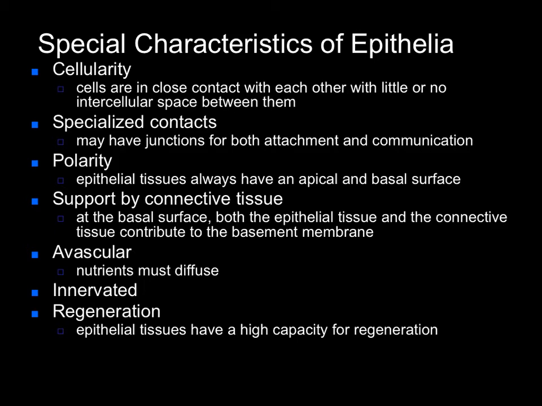How they get their nutrients is something called diffusion. So nutrients diffuse across the cell membrane. They also are able to regenerate very, very quickly. So, for example, your skin, when you get a scar, what happens is your cells are regenerating so quickly that they are not able to reform the pattern that was there because they want to regenerate and close up the wound. These regenerate the quickest out of all four tissue types.